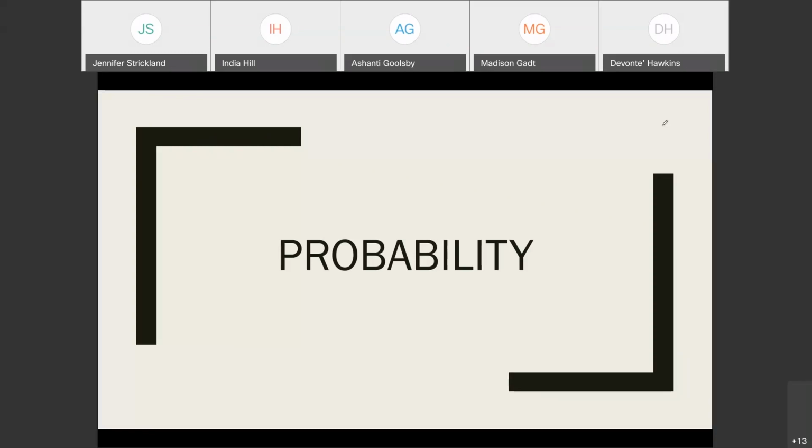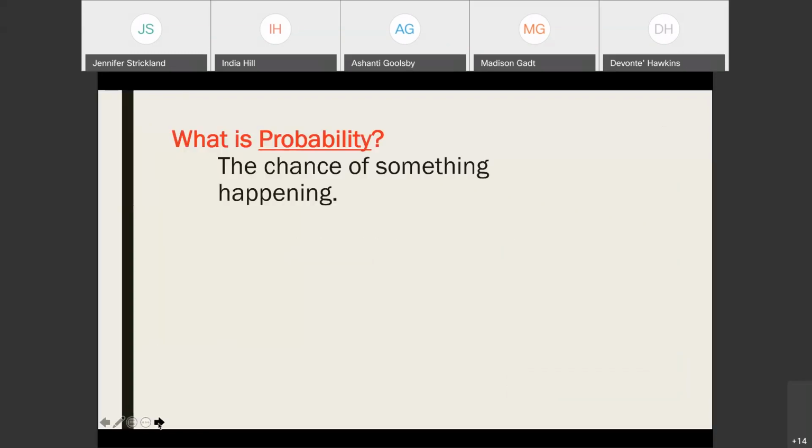All right, so we're going to start with a definition. So in your notes, jot down that probability is the chance that something happens.